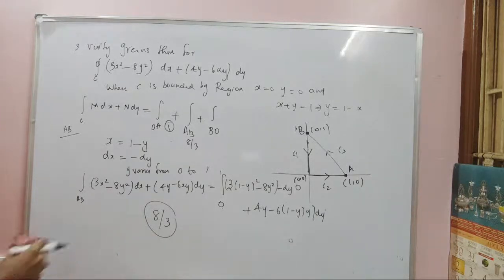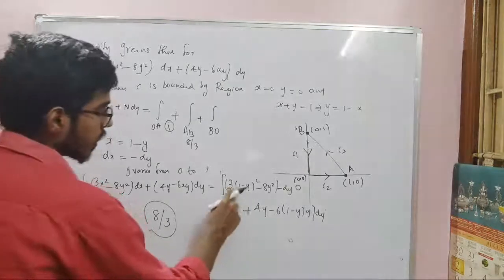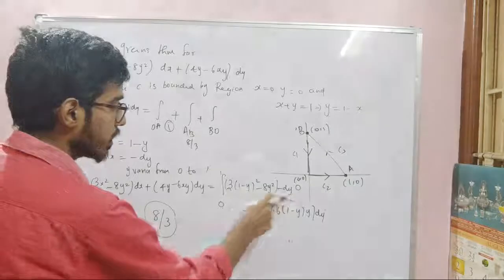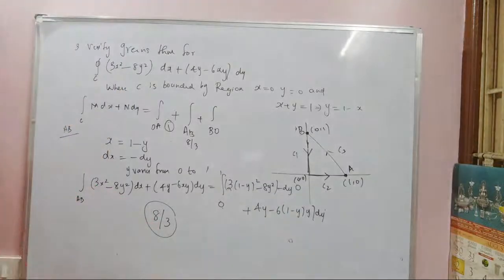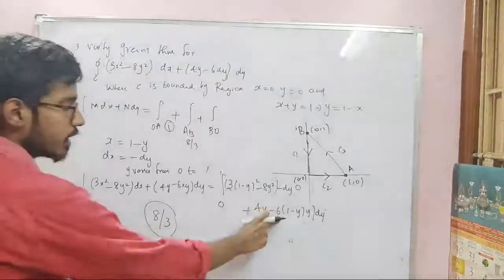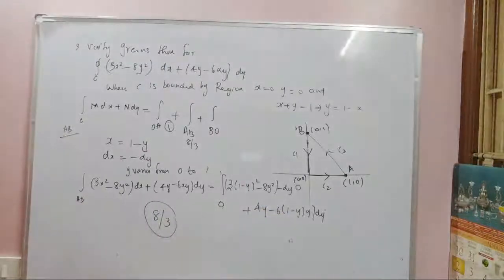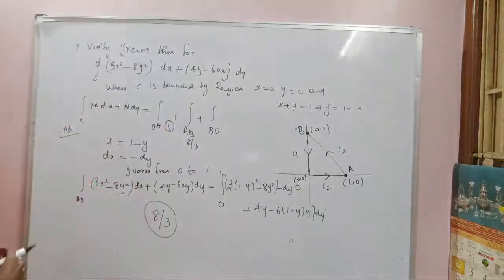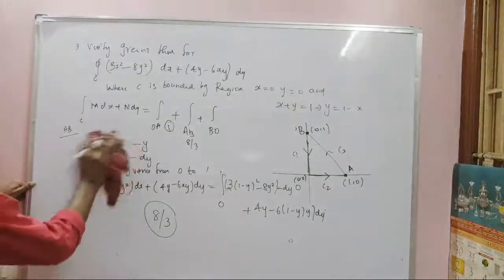Please do this. It is nothing but integrating separately. You can take minus outside. So we have 3 times 1 minus y square dy, minus 8y square dy, 4y dy, plus 6y into 1 minus y dy. Integrate separately, and you will get the answer as 8 by 3.